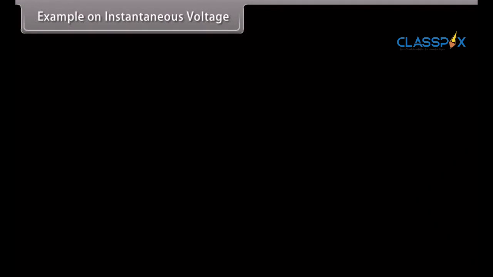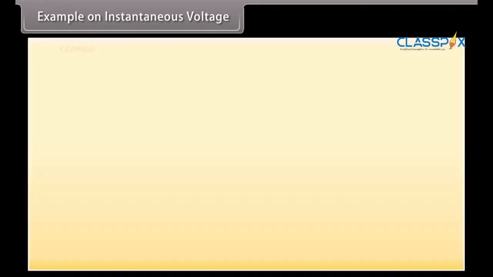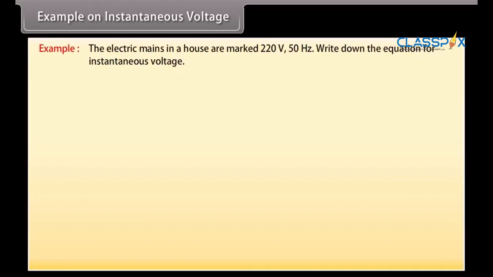Let's take an example on instantaneous voltage. The electrical mains in a house are marked 220 volt, 50 Hz. Write down the equation for instantaneous voltage. Let's see the solution. Given values are EV is equal to 220 volt, nu is equal to 50 Hz.